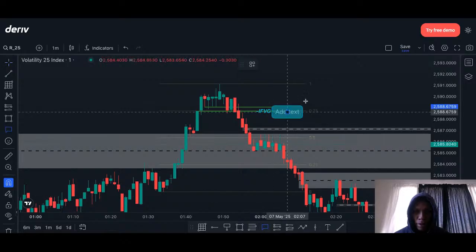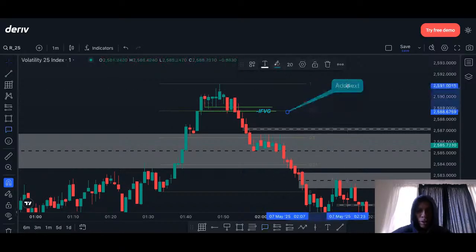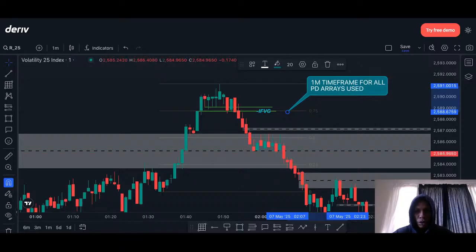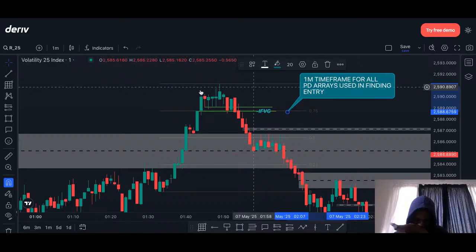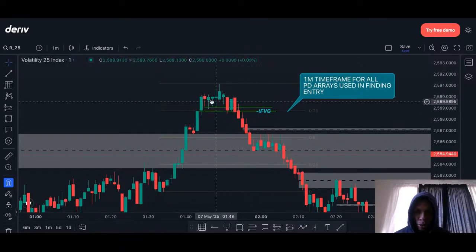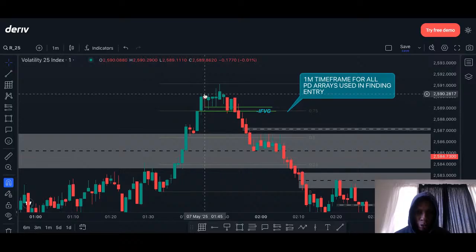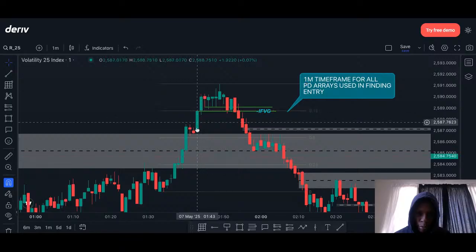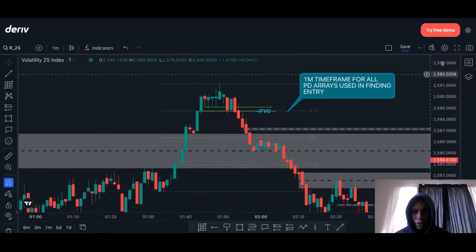Okay. This is the 1 minute time frame for all PD arrays used in finding entry, meaning 1 minute propulsion block, 1 minute propulsion block flip, or I guess order block flip here, 1 minute bearish inversion fair value gap, as well as the inversion fair value gap here. So this is your standard Model 24, and I'll download this image and put it here.